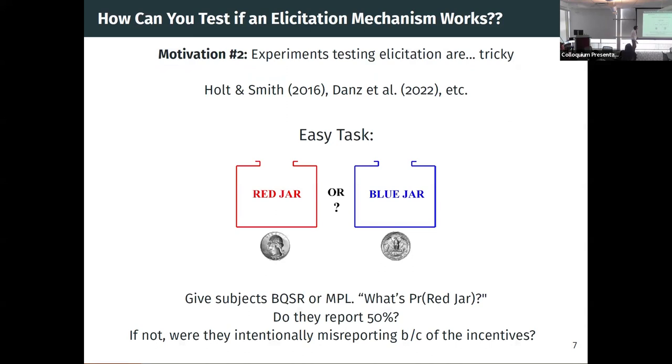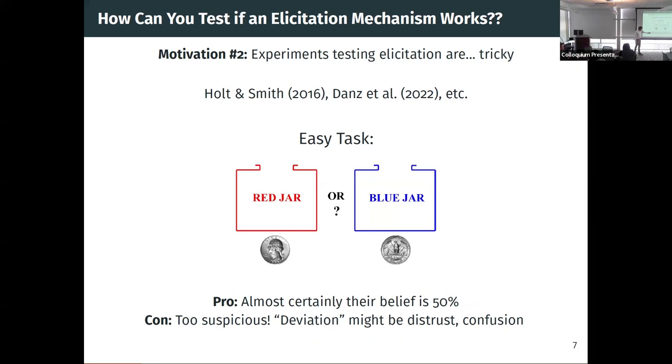Okay. So one way people attack that is they make the question really simple. So forget all the marbles. Let's just have two jars, coin flip, heads, it's red, tails, it's blue. And I just ask you, what's the probability of the red jar? Obviously, 50% is the correct answer. So the advantage of this experiment is probably everyone has a correct belief of 50%, and I can just ask, do they report 50%?